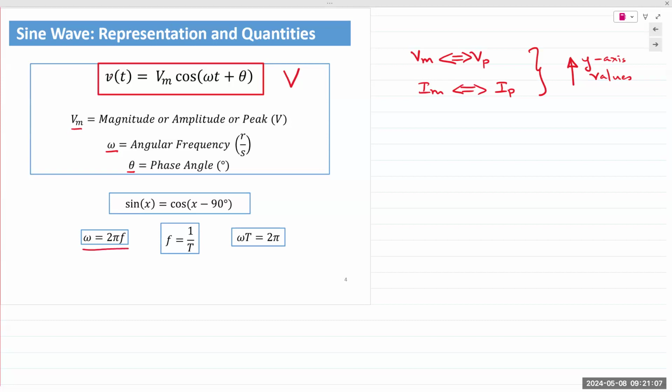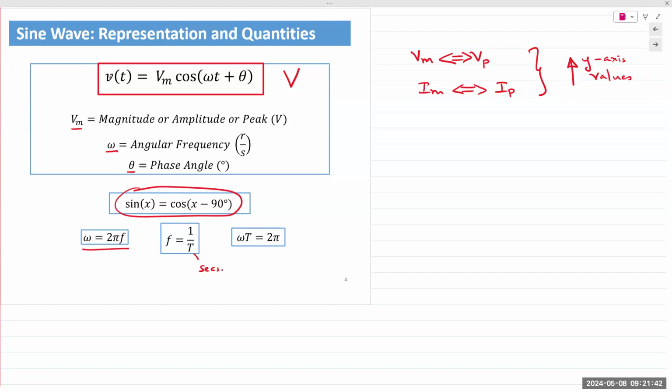Omega, the angular velocity, is also given by the equation 2 pi f. F is 1 over T, where T is the time period in seconds. And then one mathematical expression we need to keep in mind is this one: sine x is cos of x minus 90.